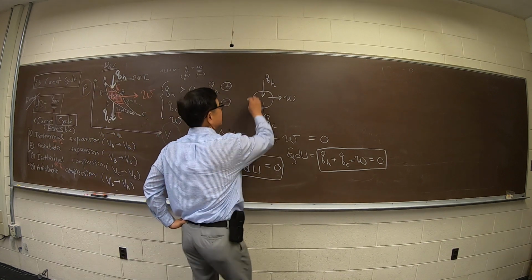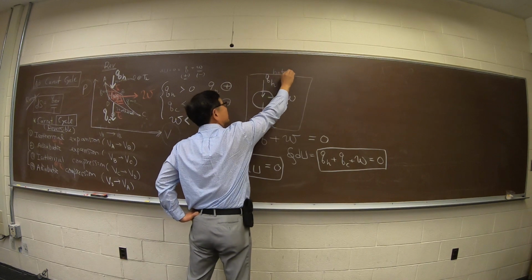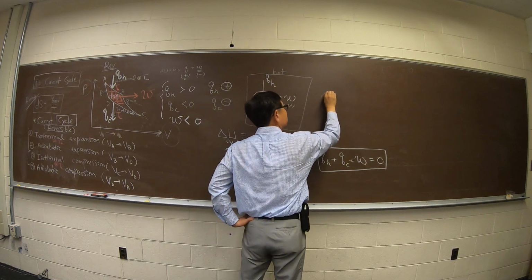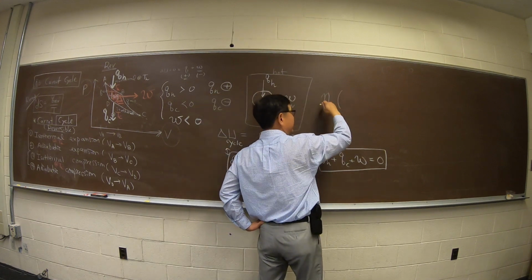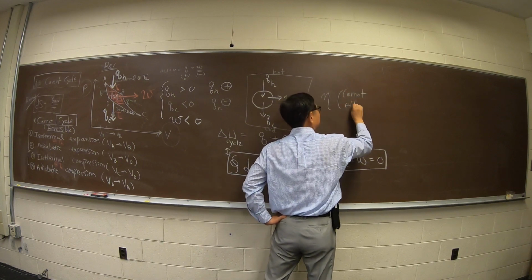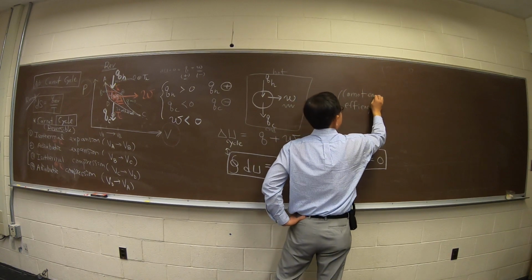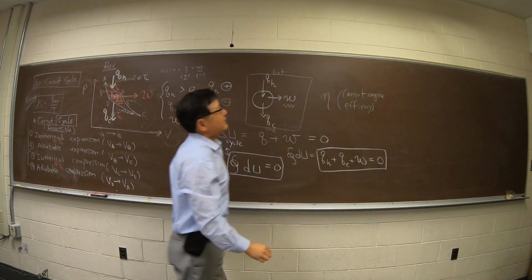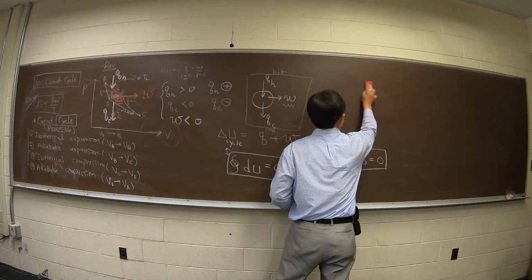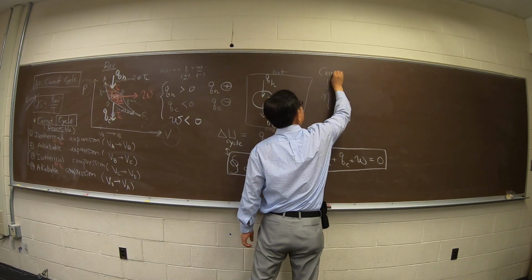Finally, he did this one. This is sort of the hot source, cold surrounding, and this is doing the work. And this eta is called the Carnot efficiency. Carnot engine efficiency, if you want to call it. So I want to know the Carnot engine efficiency.